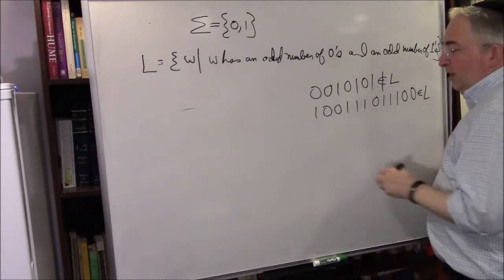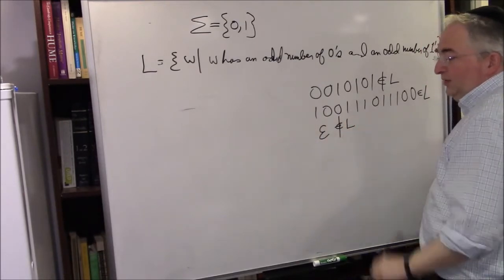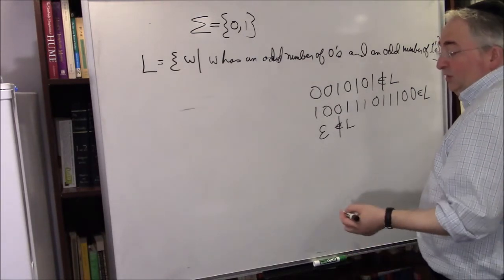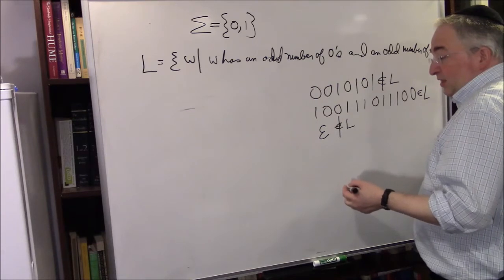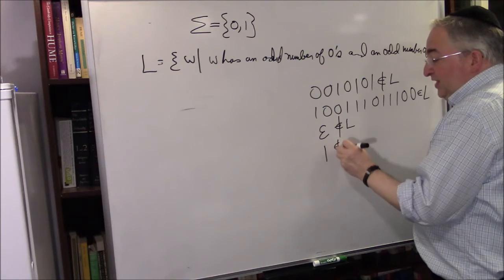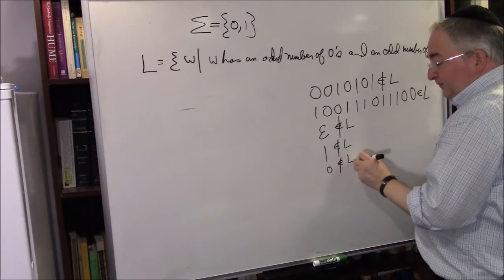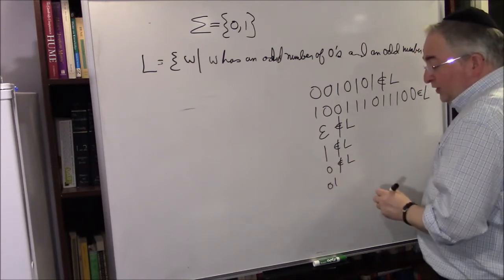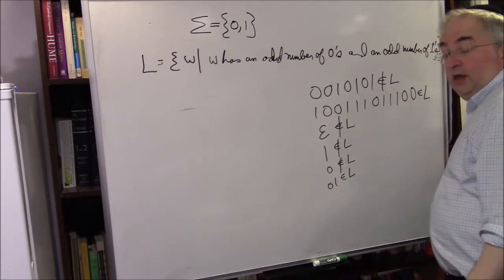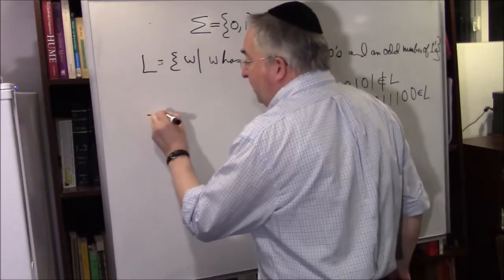Okay? By the way, the empty word is not in the language. Why not? Well, because it has a zero number of zeros, so it doesn't have it. By the way, the word 1 is not in the language. The word 0 is not in the language. The word 0, 1 is in the language, because it has an odd number of zeros and an odd number of ones. Okay, so let's go through it. Here's the way it goes.